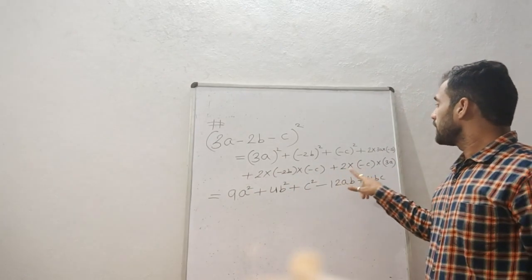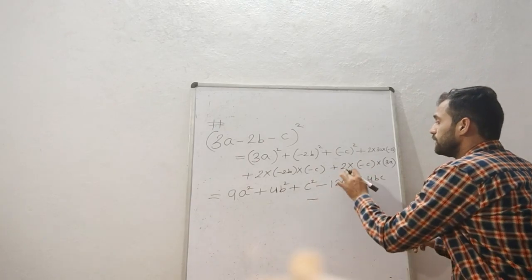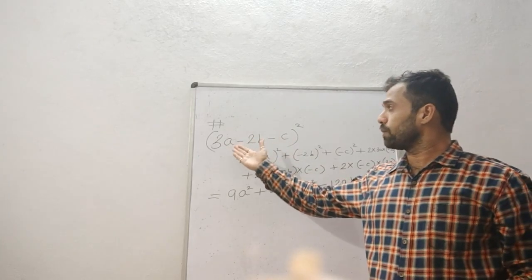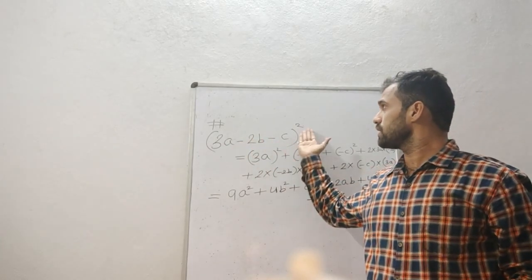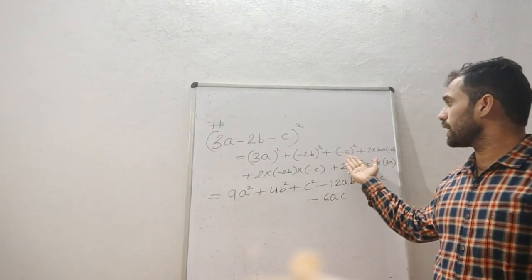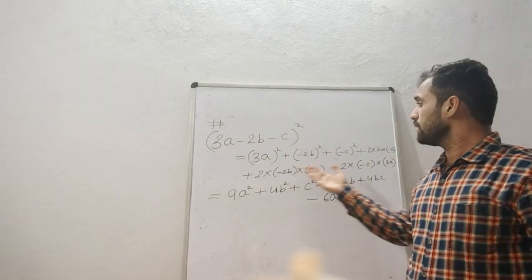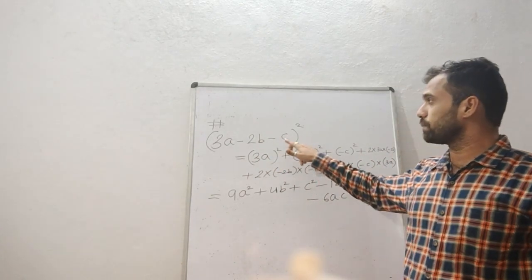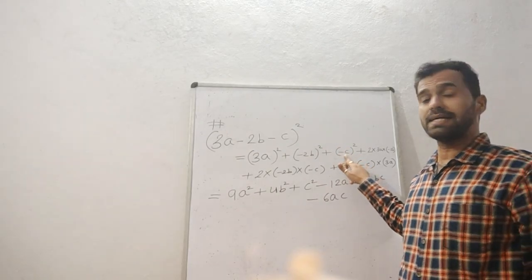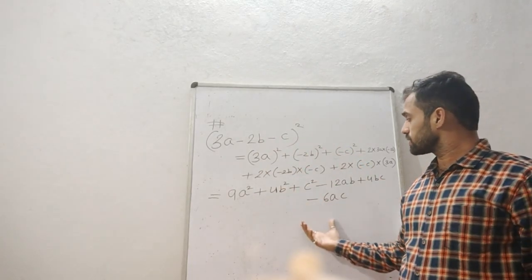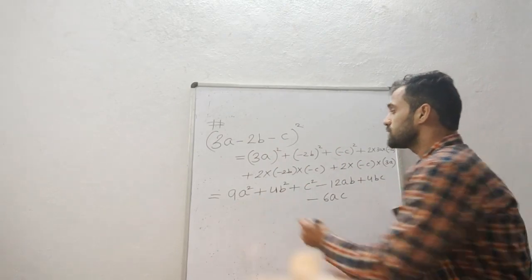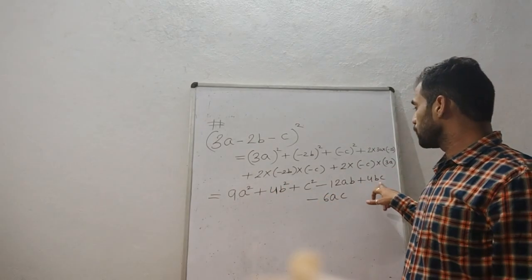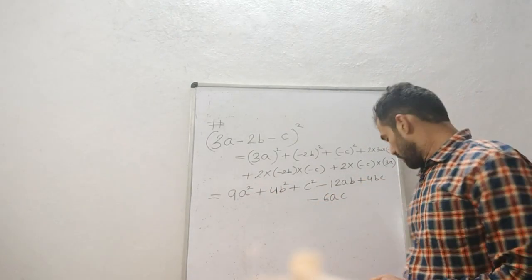That is 4bc, and plus minus. So last term will be 2 threes are 6, minus 6ac. So when we have to open the bracket, that is (3a minus 2b minus c) whole square: a square plus b square plus c square plus 2ab plus 2bc plus 2ca. In place of a we have substituted 3a, in place of b we have substituted minus 2b, in place of c we have substituted minus c. After solving the sums, we will get 9a square plus 4b square plus c square minus 12ab plus 4bc minus 6ac. Okay.